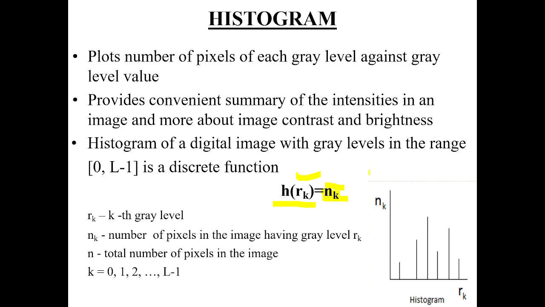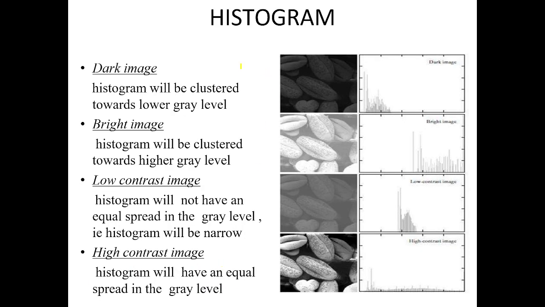So rk is the kth gray level, nk is the number of pixels of the rkth gray level, n is the number of pixels in the entire image, and k is nothing but the values, that is 0 to n minus 1 gray levels. Let's understand how it works using this image.